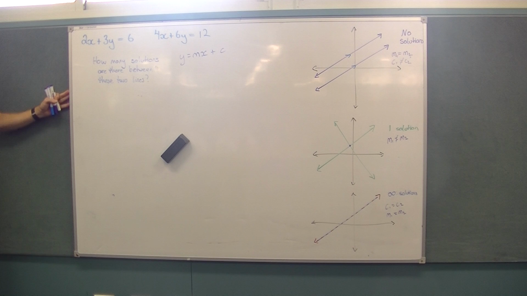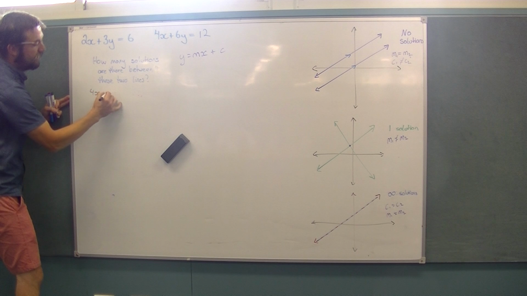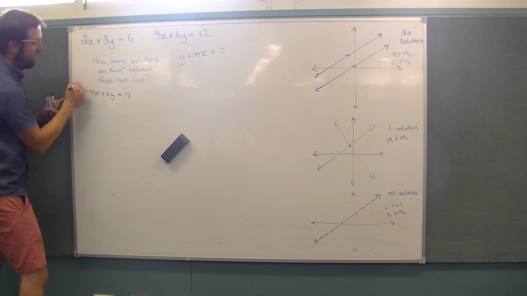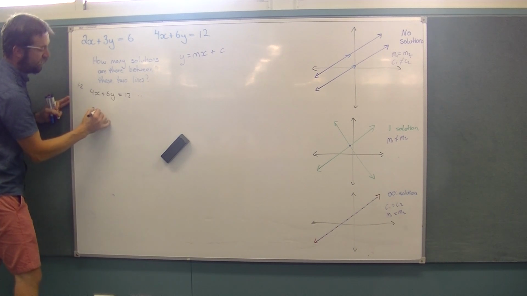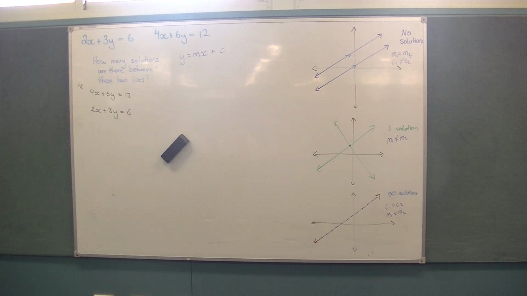Divide by 2. Divide both by 2? No. The 4x plus 6y equals 12, divided by 2. Divide that one by 2. Yes. Alright, 4x plus 6y equals 12. Divide that by 2, I end up with 2x plus 3y equals 6. Yes. Do I need to do any rearranging? No. Yes. What am I looking to do now? Yeah, find the gradients.